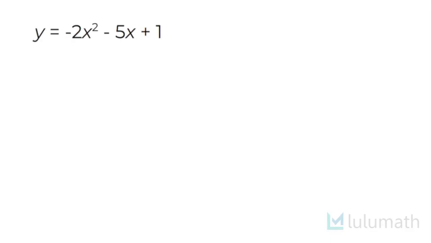Y equals -2x squared minus 5x plus 1. This is a quadratic relation. So I can see that my inputs are x and my output again will be y.